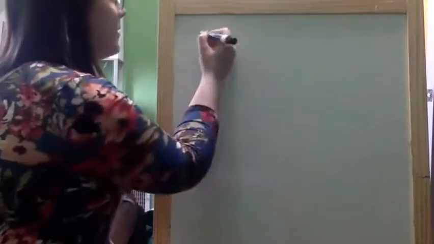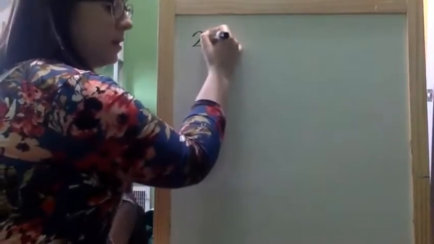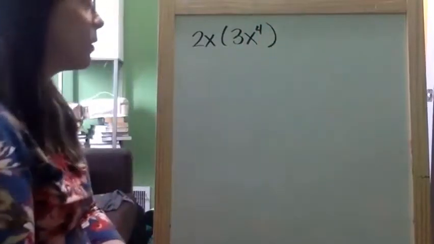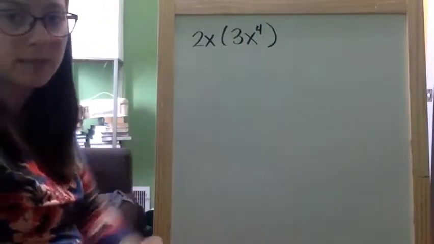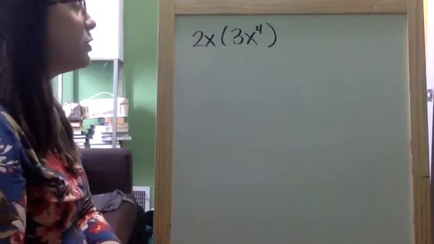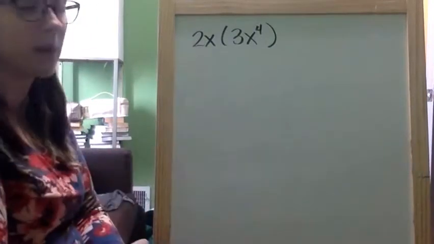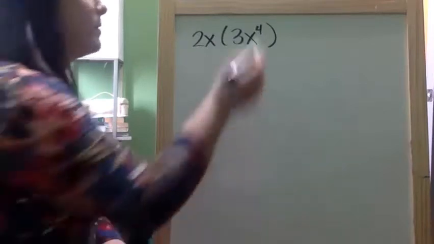So let's start with something simple, something like 2x times 3x to the fourth. So this is a monomial times a monomial. And what we can do here is just distribute. This would be a weird one to use the box method for. We would use the FOIL method for this one.